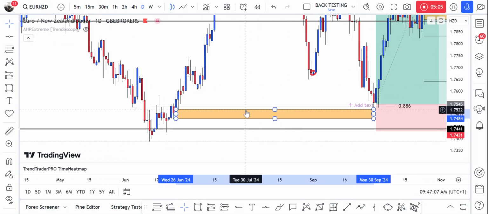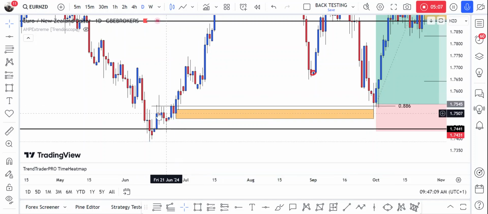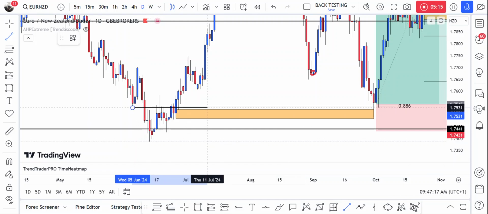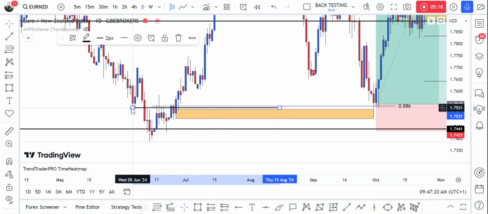What do we see here? We see a reaction around this place. This was a kind of minor support level. Let me just go to that. This is a minor support. Price broke through that support, came back and retested it. This is a daily time frame.